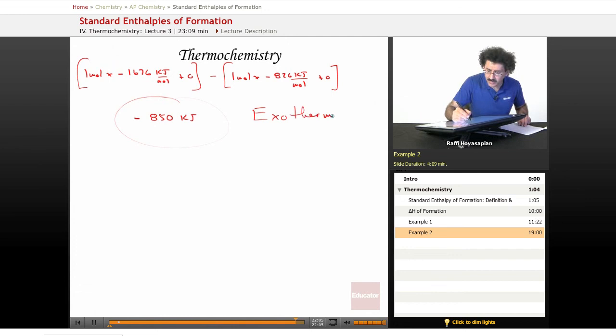Exothermic is an understatement. It releases a hell of a lot of heat. In fact, it releases so much heat that the iron that comes out is not solid iron, it's actually liquid iron. The iron is melted.